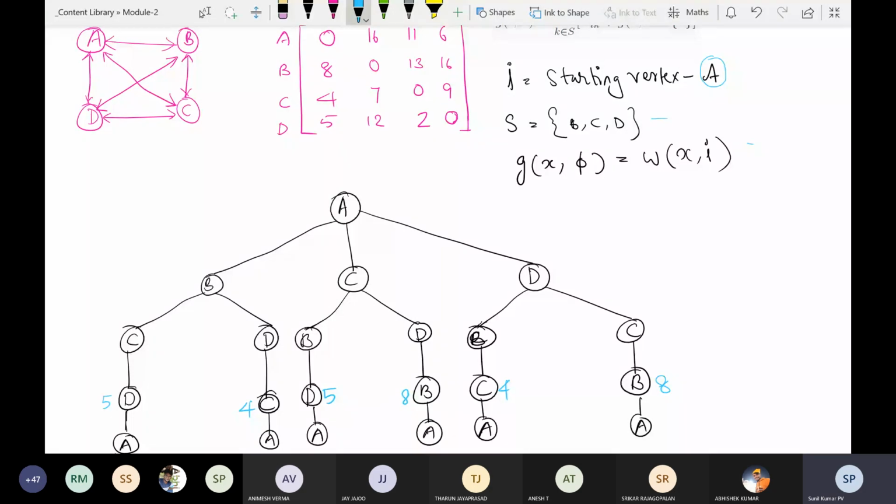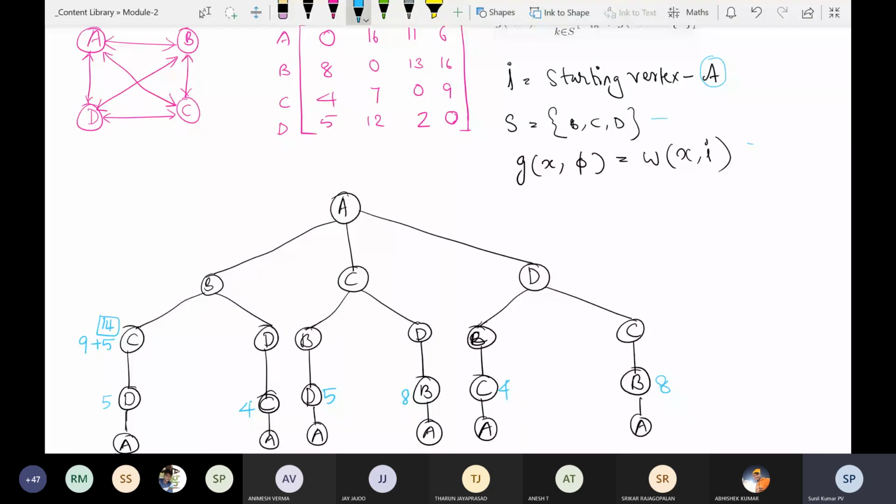D to A cost we already have. Then what is the cost from C to D? C to D, from the table you can get it from the adjacency matrix. C to D is 9, and from D to A also he has to travel. So it will be 9 plus 5 is equal to 14 is the cost. 14 is the cost to travel from C to A. So here we are marking the cost for the last two jumps.